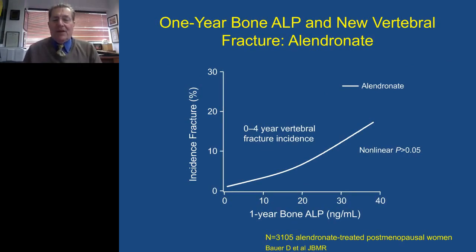This came from the Fracture Intervention Trials, so again from Doug Bauer, using, again, the bone formation marker as a resorption marker because of the coupling between bone cell lines. And this slide shows the relationship between the drop in the bone alkaline phosphatase and the reduction over 4 years in incident vertebral fractures.